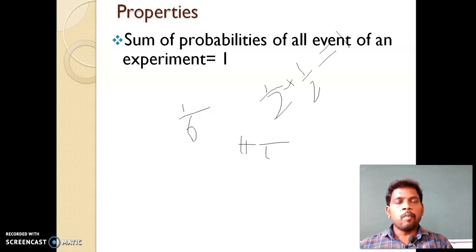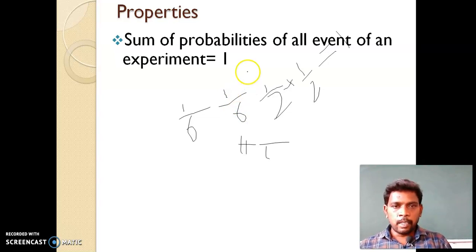Next, what is the probability of getting 2 when rolling a die? How many 2s are there? Only one 2, so the probability is also 1 divided by 6. Similarly, what about the probability of getting 3? Only one 3 is there, so that is also 1 by 6. The probability of getting 4 is also 1 by 6. The probability of number 5 is 1 by 6. And finally, the probability of getting the number 6 is also 1 by 6.